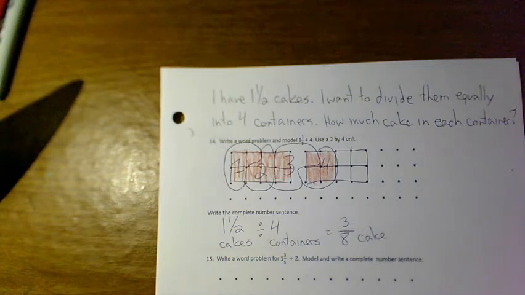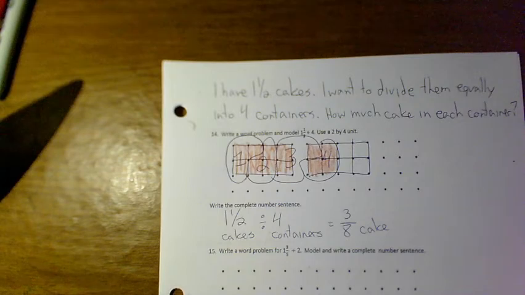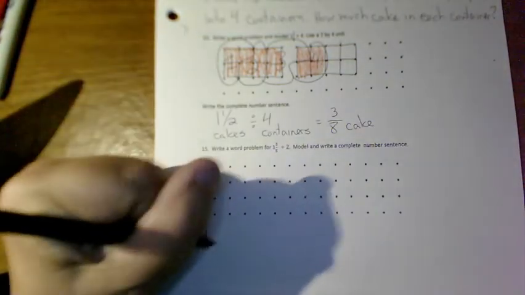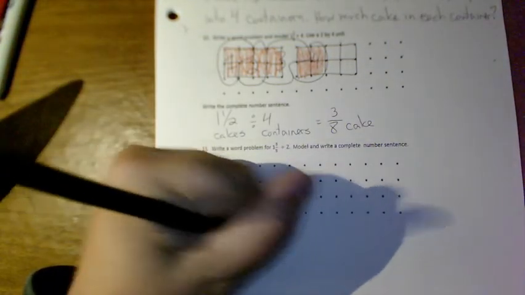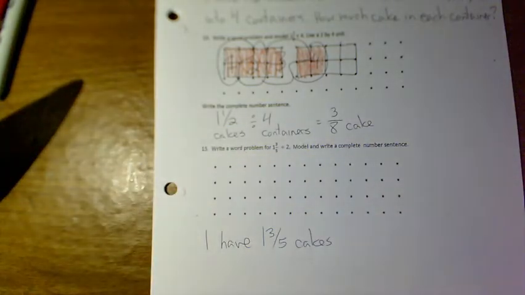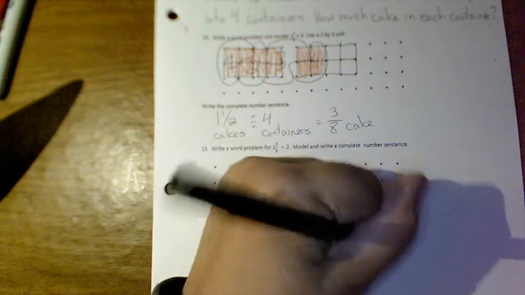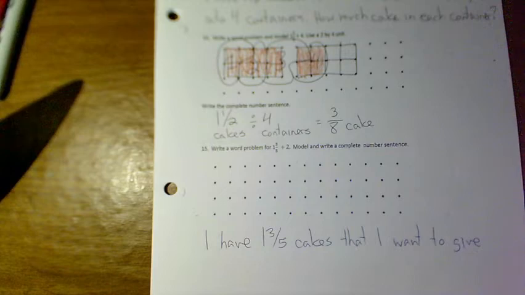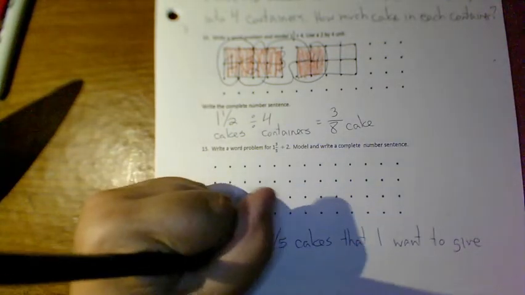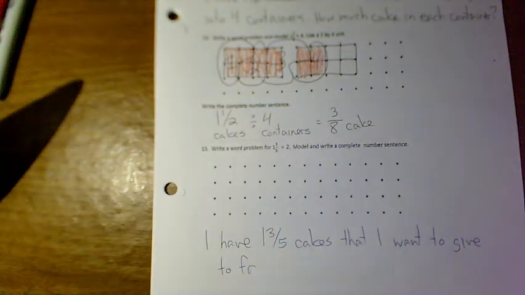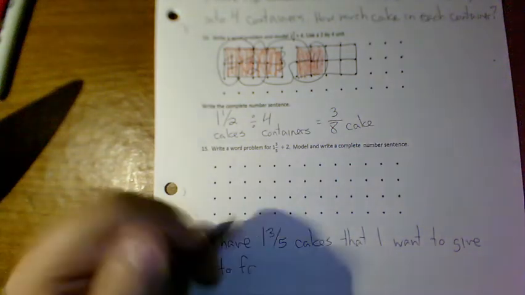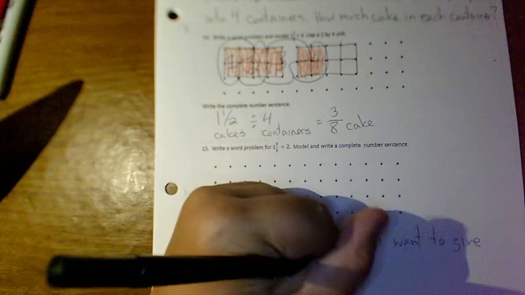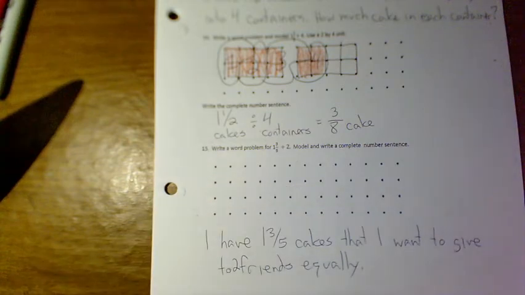All right, and then finally, the last one. Write a word problem for 1 3/5 divided by 2. Okay, so again, same sort of idea. I have 1 3/5 cakes. I'm not very original. And this time I'm going to say that I want to give instead of talking about containers, I want to give to 2 friends equally. So how much cake will each friend get?